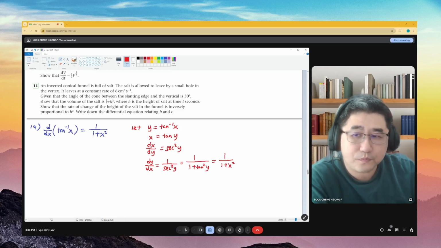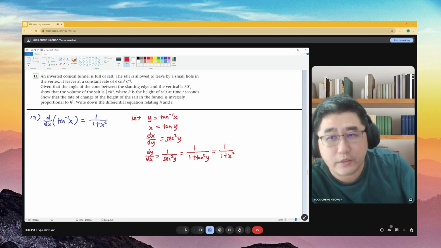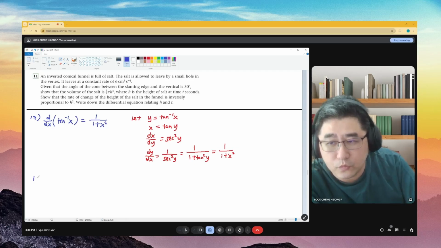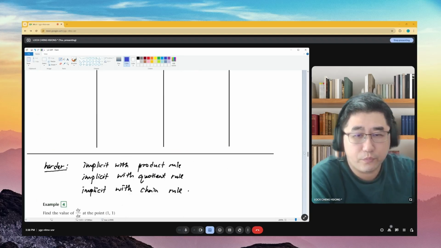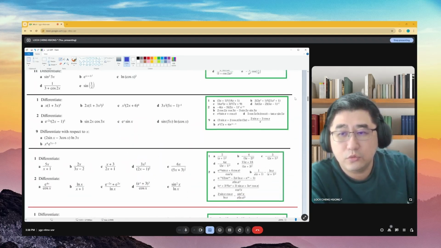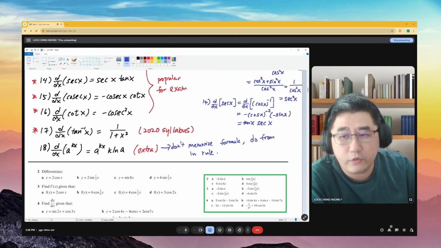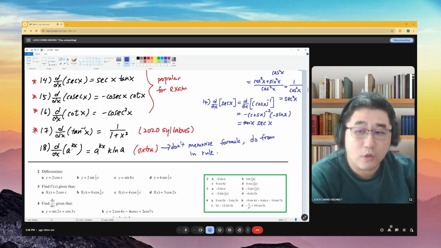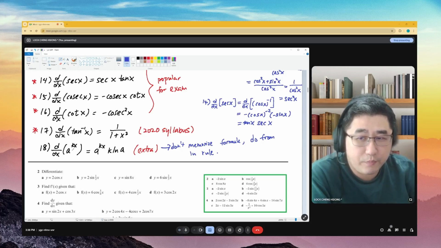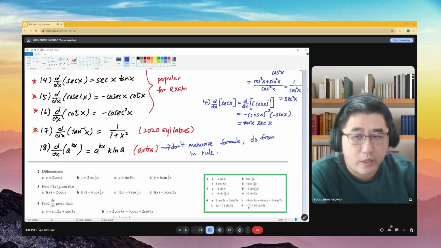Then comes to 18. Rule 18, we have, just now, the derivative of e to the kx. Please understand, this is no longer e, a is any number here. So how do we actually get this answer? As I say, you do not memorize the formula, you do it from the log rule.